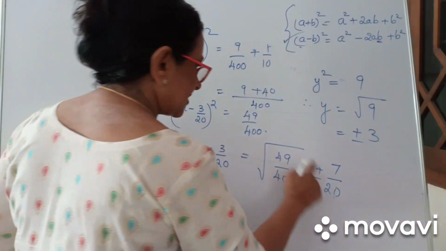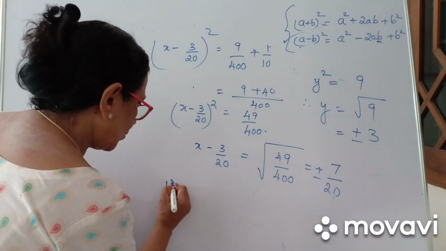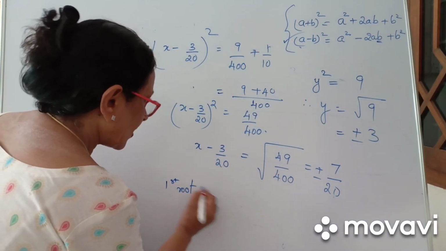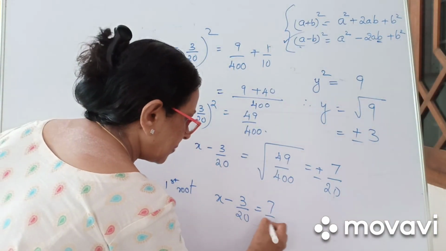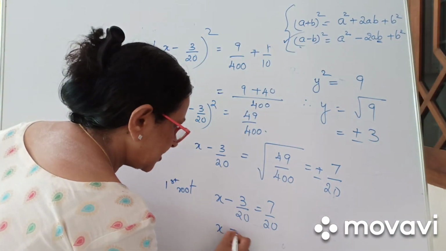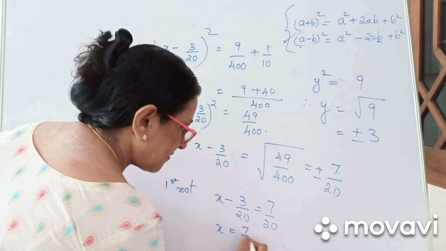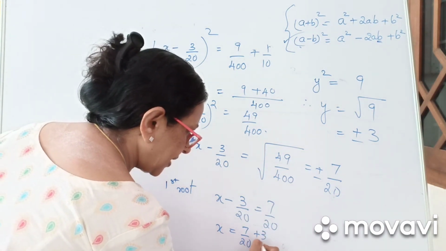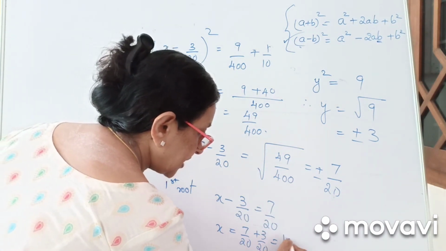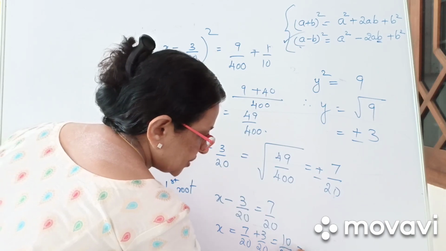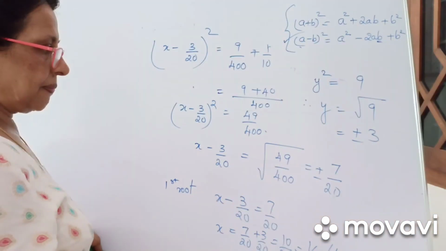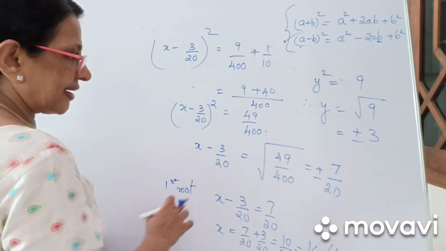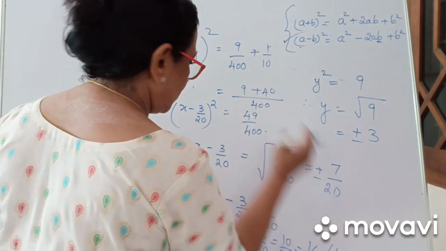ഓക്കെ, ഇനി പ്ലസ് വെച്ചിട്ട് ആദ്യത്തെ. ഓക്കെ, സോ ഫസ്റ്റ് റൂട്ട് x minus 3 by 20 equal to 7 by 20. x is equal to ഇത് അപ്പുറത്തോട്ട് കൊണ്ടുപോകും 7 by 20 plus 3 by 20 which is equal to 10 by 20. 0 0 പോയി കഴിഞ്ഞാൽ 1 by 2. This is your first root. Okay, clear? Second root, give negative 7 by 20.